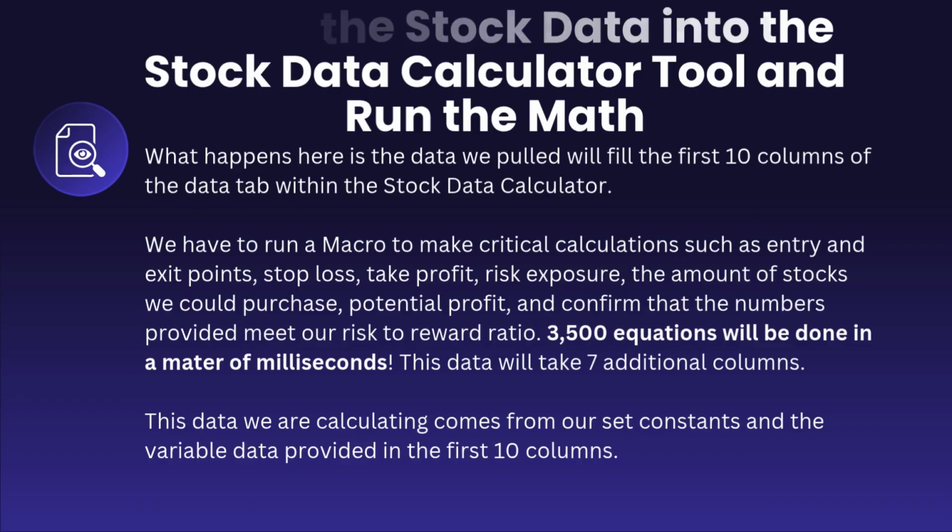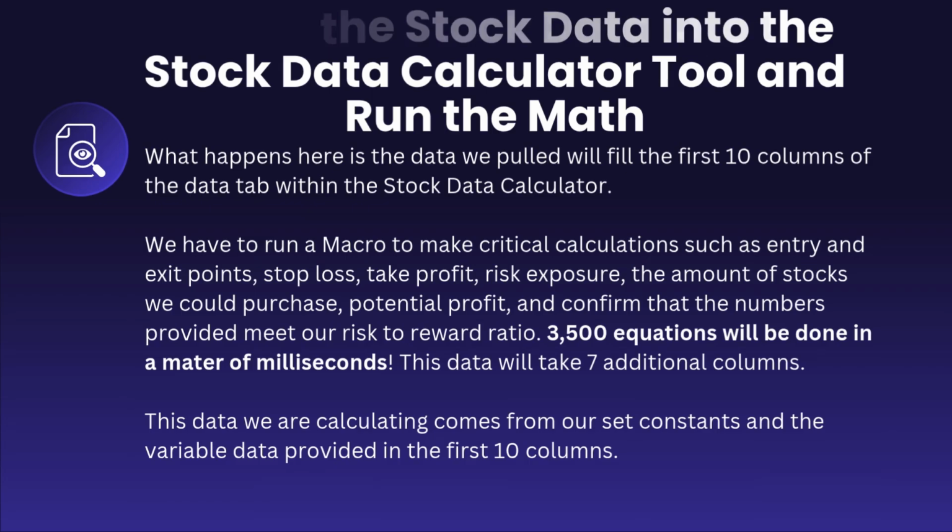What happens here is the data that we pull will fill the first 10 columns of data with the stock data calculator. We have to run the macro to make critical calculations such as entry and exit points, stop loss, take profit, risk exposure, the amount of stocks we could purchase for the $50 I have specified in the first page of that sheet that I could change as different times come on.